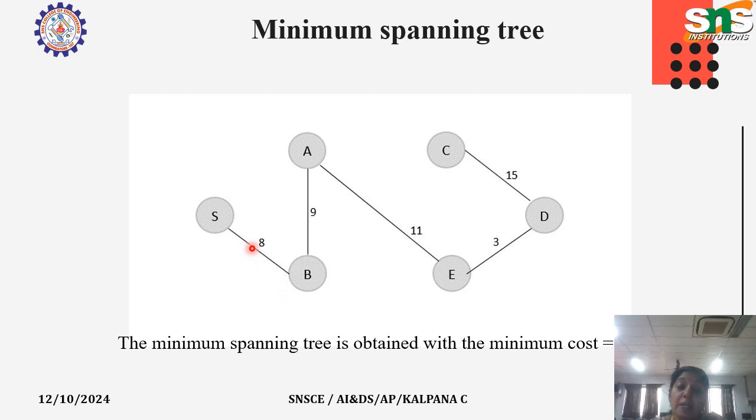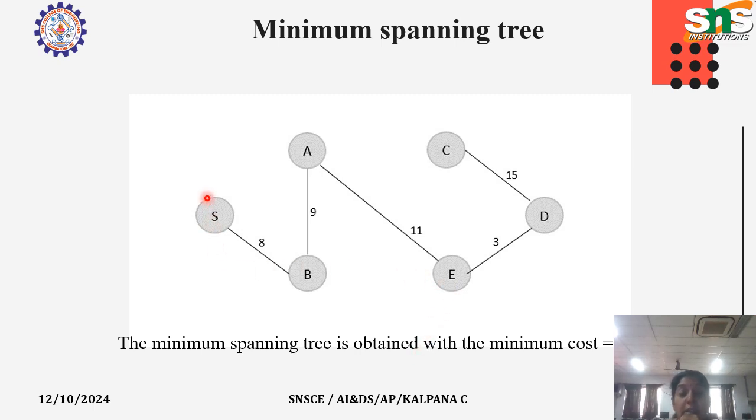So when you add these edge weights, 8 plus 9 plus 11 plus 3 plus 15, we yield 46. We get the minimum cost as 46. So that is the cost of this minimum spanning tree. So we have eliminated some of the edges from the existing graph, and this is the resultant minimum spanning tree of the given graph.